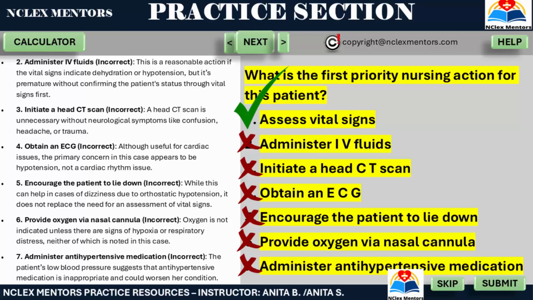Option 6. Provide oxygen via nasal cannula. Incorrect. Oxygen is not indicated unless there are signs of hypoxia or respiratory distress, neither of which is noted in this case. Option 7. Administer antihypertensive medication. Incorrect. The patient's low blood pressure suggests that antihypertensive medication is inappropriate and could worsen her condition.